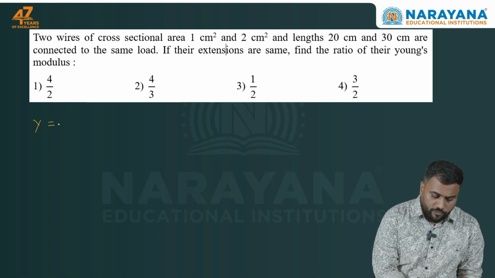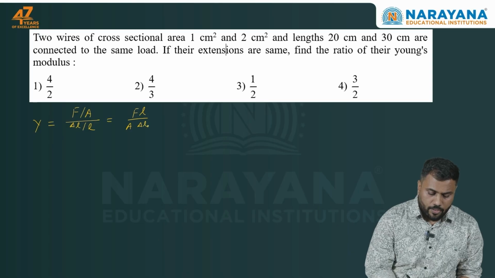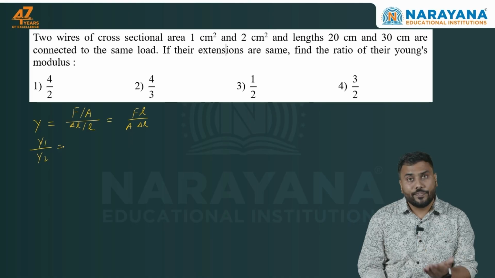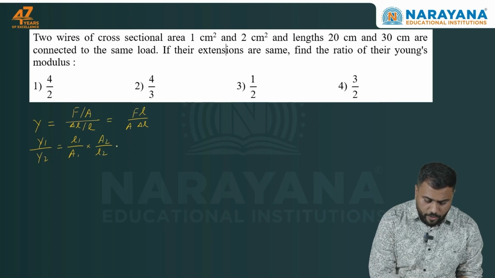The Young's modulus of a wire is given by the stress, which is force by area, divided by strain, which is change in length of the wire divided by length. So this is F into L by A into delta L. So the Young's modulus ratio of the two wires, because force is the same and change in length is the same, is going to be L1 by A1 multiplied with A2 by L2.